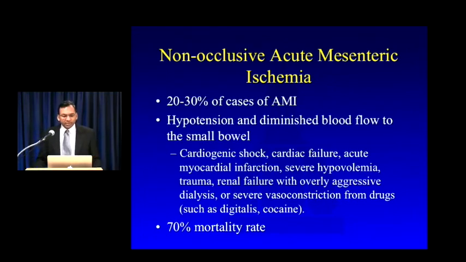But non-occlusive mesenteric ischemia, regardless of how often it occurs, typically occurs in the setting of patients who are ill, acutely sick, and end up with hypotension with resultant diminished blood flow to the small bowel.